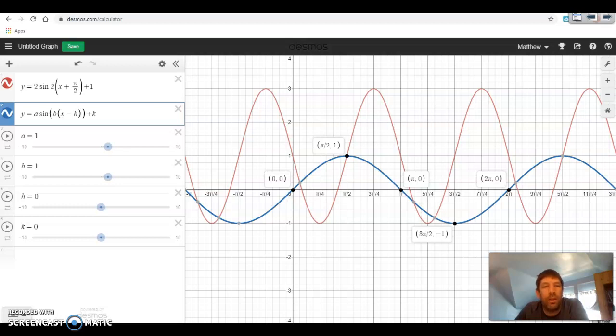So I want to start here by looking at these two equations. In red we have y equals 2 sine 2 times x plus pi over 2, plus 1. And then the blue graph is the general form for a sine curve. Just like we've seen general forms for quadratics, cubics, and square root functions, we have one for sine and cosine.